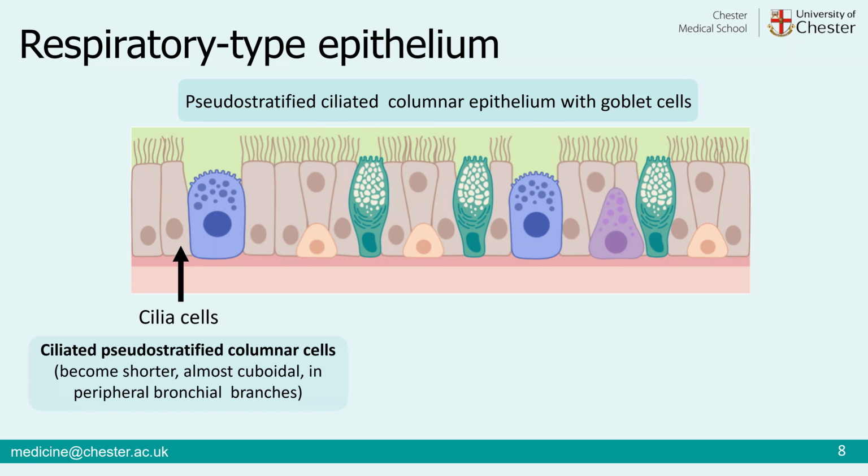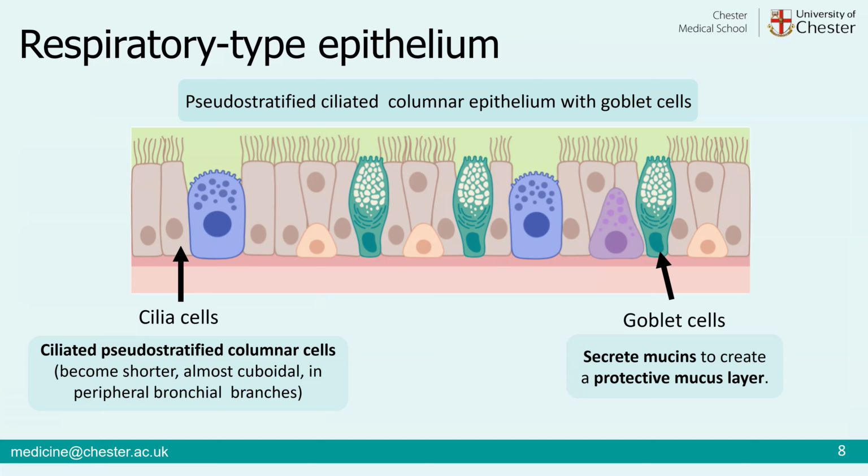So we, of course, have those ciliated cells, so those columnar cells. As we go through into the deeper parts of the respiratory tree, we will see that they go from a more columnar shape and become shorter, almost cuboidal, as we get to peripheral bronchial branches into the bronchioles. But in the more superior parts of the airway, they do have that very columnar shape. As I said, we have our goblet cells, so they're secreting those mucins to create a protective mucus layer. And these two cell types, so ciliated cells and the mucus produced by those goblet cells, work together to create what's known as the mucociliary escalator.